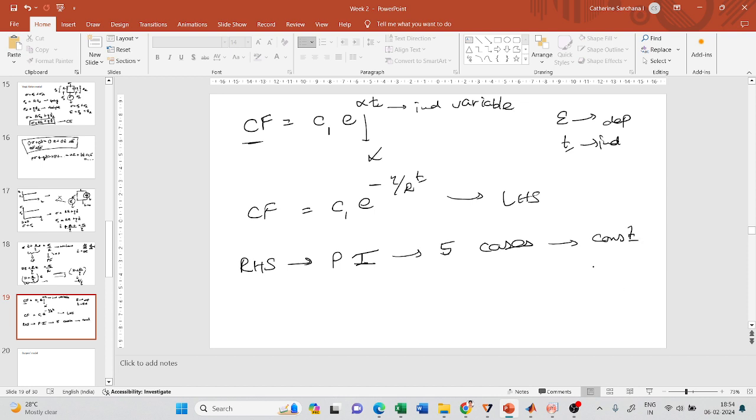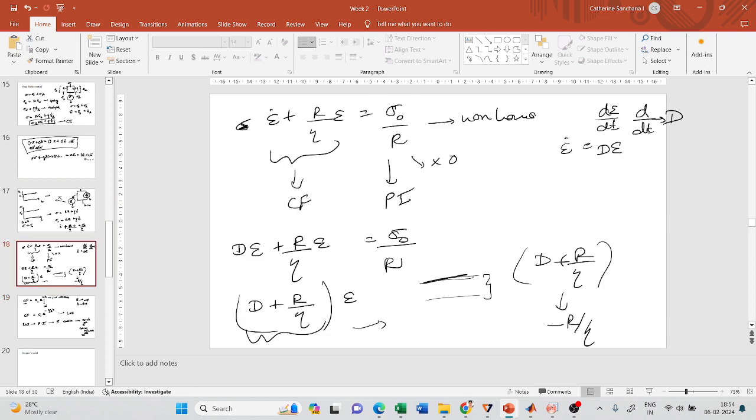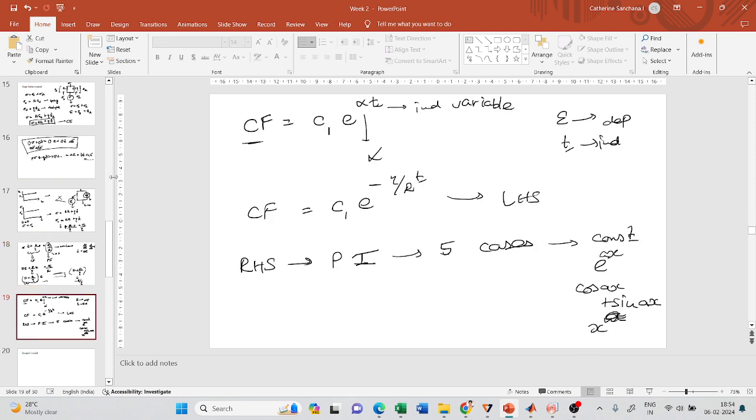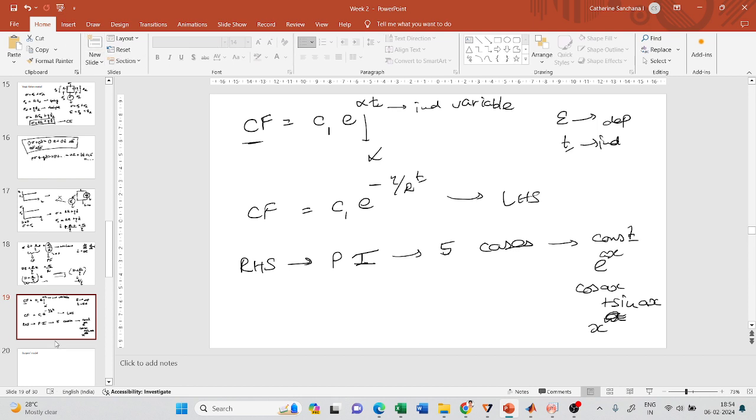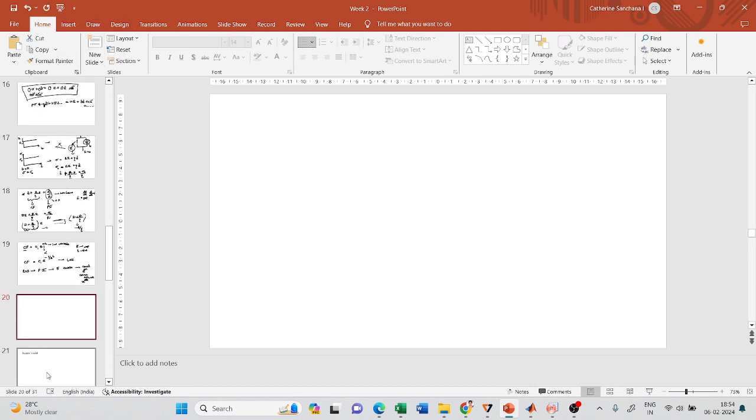The other case in which it is an exponential function e power ax, or it is a sine function, a trigonometric function, or it is a polynomial. Like that you will have many cases. What is our case now? In our case, this is a constant value, right? So ours is a constant value. So in that case, how will you solve?